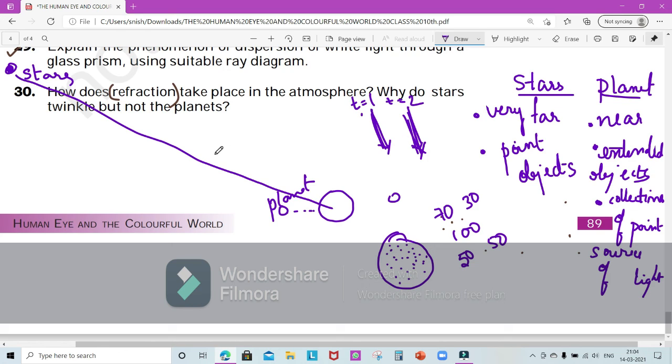Only when the amount of light entering our eyes changes will they appear to twinkle. The twinkling will occur only if the amount of light entering keeps fluctuating. Sometimes you see that the stars are very bright, and sometimes you don't find any light. That's the cause of twinkling. So that explains this question, and we have completed this chapter as well, in only one video.